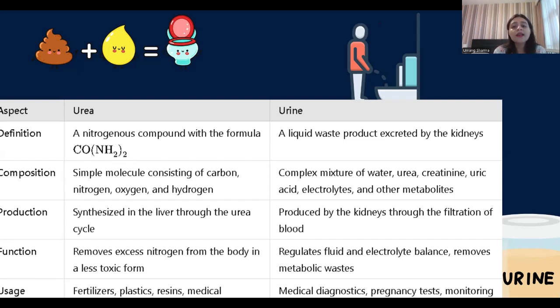And urine is a complex mixture of water, urea, creatinine, uric acid, electrolytes, and other metabolites. So sometimes the question might ask you about the components of urine. So you can write this: a complex mixture. Just write them all as a solution.